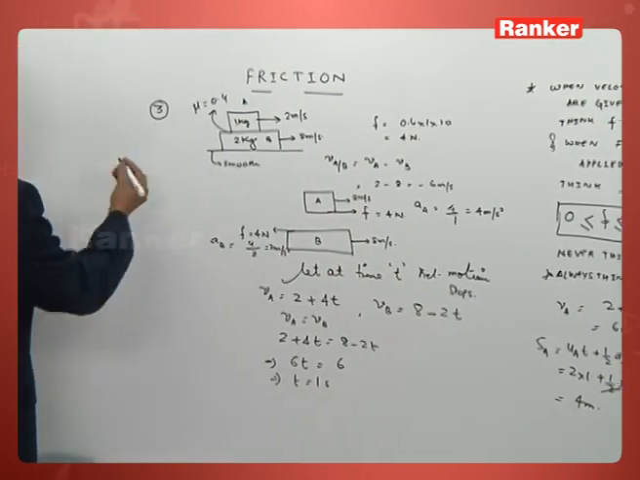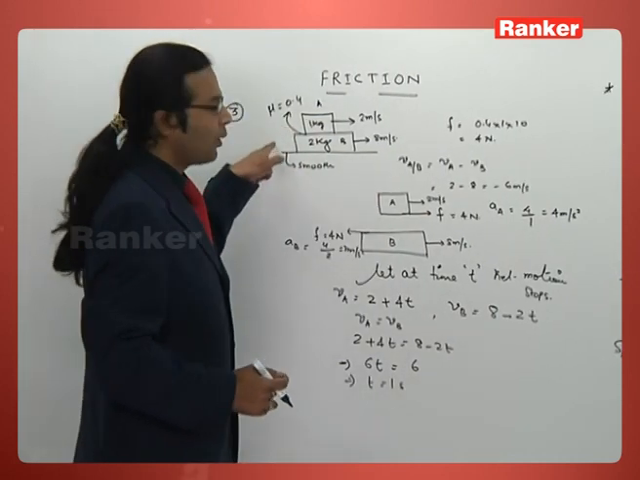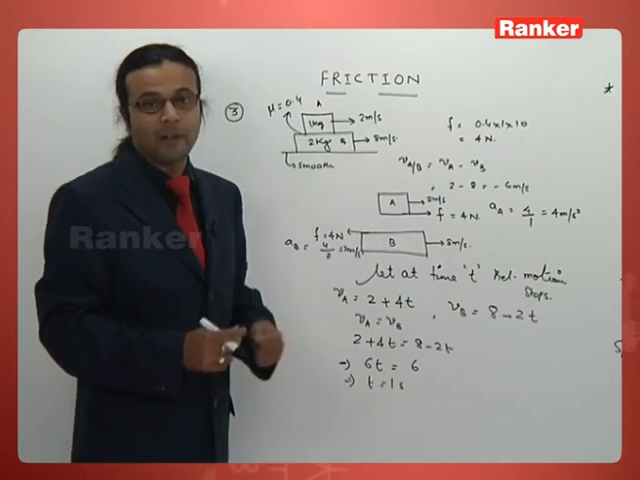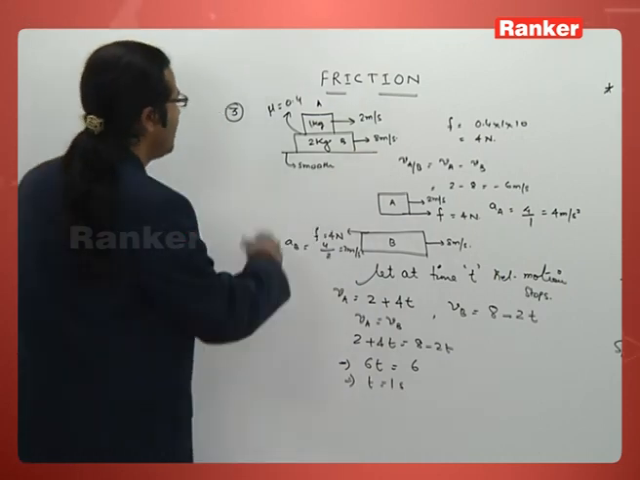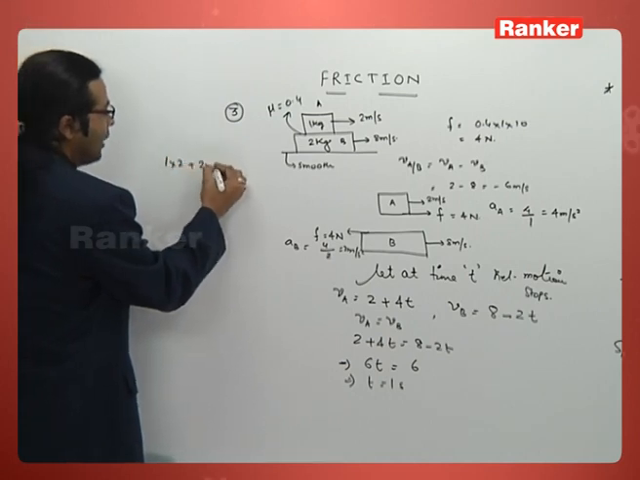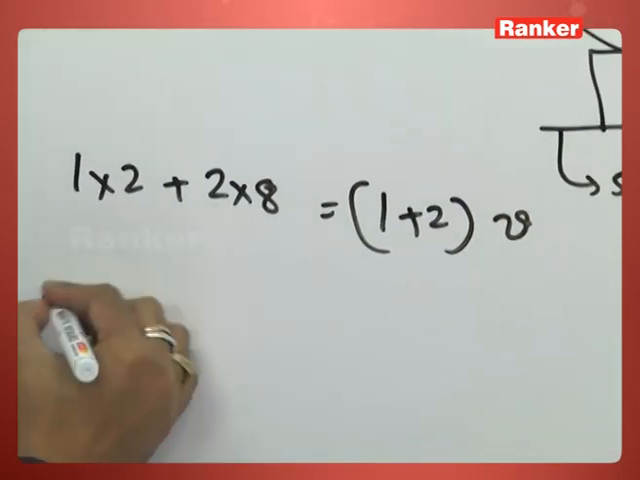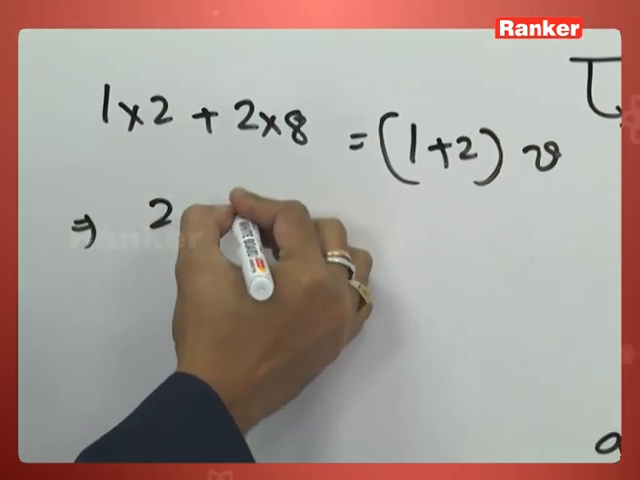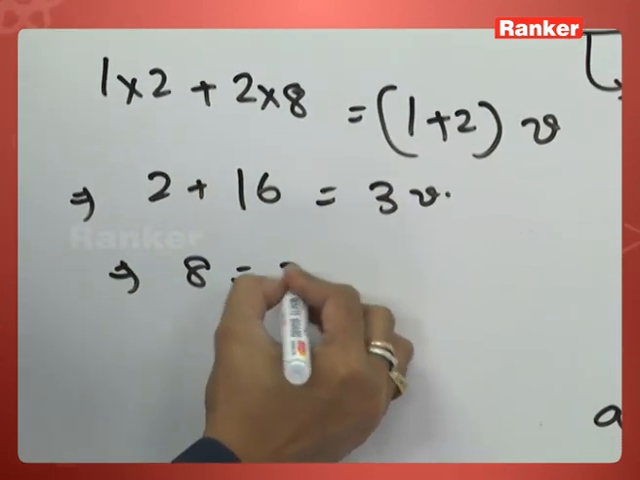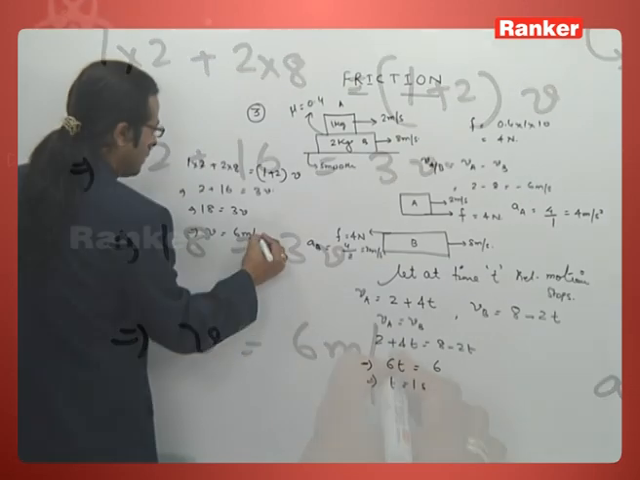Since frictional force is an internal force, if I take block A and block B as a system, internal forces do not affect the conservation of linear momentum. So I can write 1 into 2 plus 2 into 8 equals 1 plus 2 into V. So this becomes 2 plus 16 is equal to 3V, so 18 is equal to 3V, or V is equal to 6 meter per second.